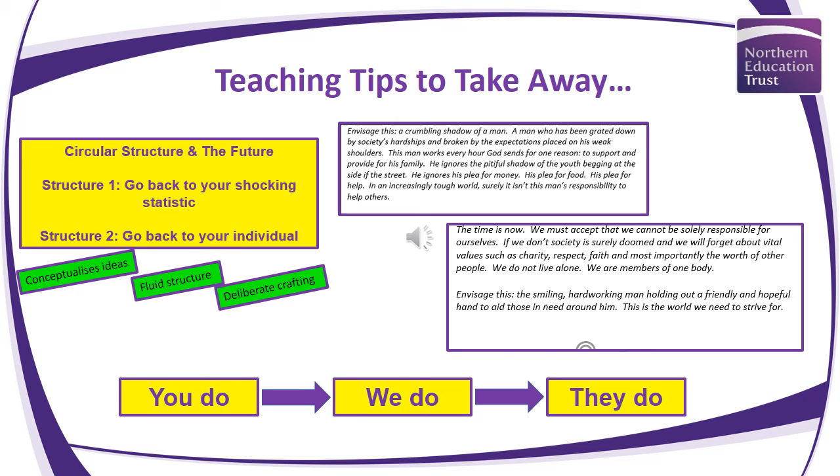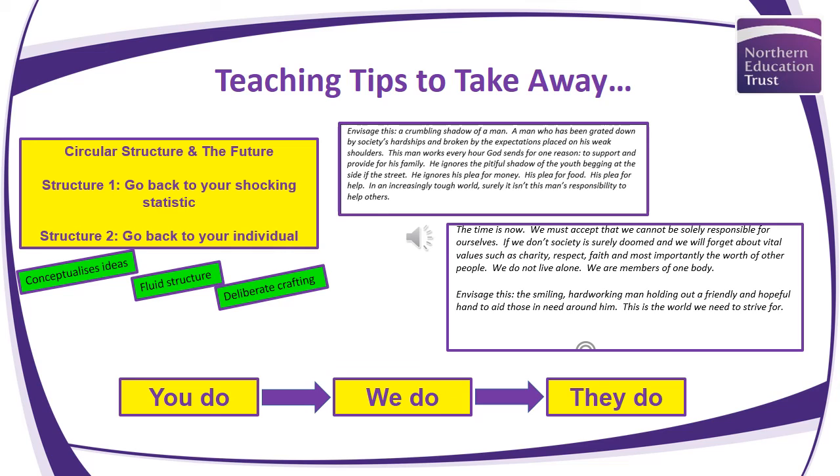If you are using the second possible structure from the Net English Language Recipe Book, go back to the individual that was described at the start. So the right hand side of this includes an example. It starts with the present and it ends with the present. It starts with this crumbling shadow of a man who's been grated down by society's hardships and is described in a very negative way. But it ends with, envisage this, the smiling, hard-working man holding out a friendly and hopeful hand to those in need around them. This is the world we need to strive for.